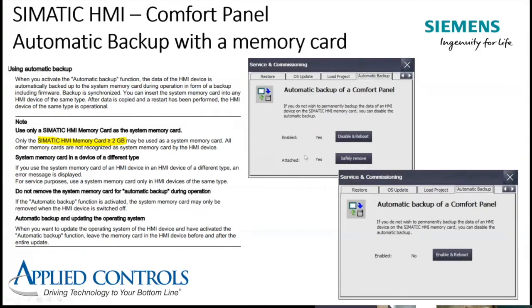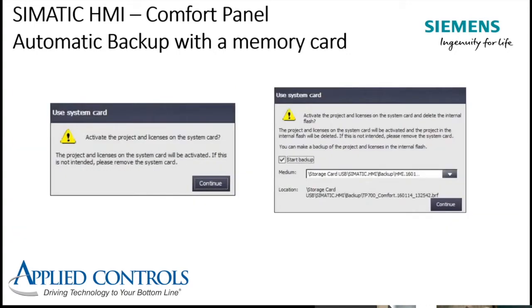Okay, sorry about that. Basically, if you were to come here to automatic backup and enable it, and you plug a Simatic memory card into your system data slot, it's going to prompt you to confirm whether or not you want to use this as an automatic backup. If I were to plug it in, you'd see the icon on the left that says activate the project and licenses on the system card. It's going to ask you if you want to use this card you just plugged in as the automatic backup. Then it would run you through a wizard to set up that memory card as a backup. That way your panel is just, every so often, cyclically writing to this memory card to make sure that everything's backed up the way it needs to be.